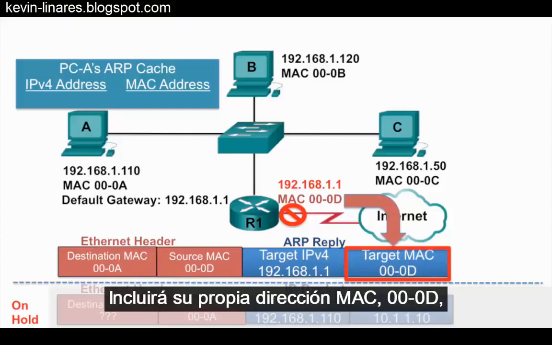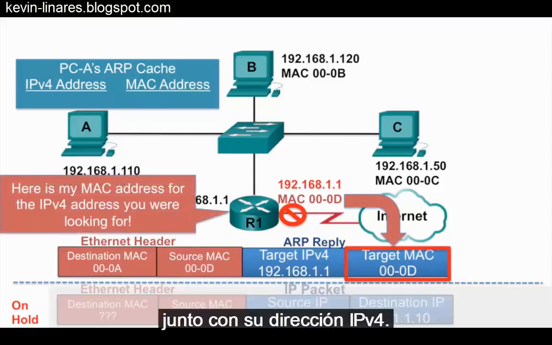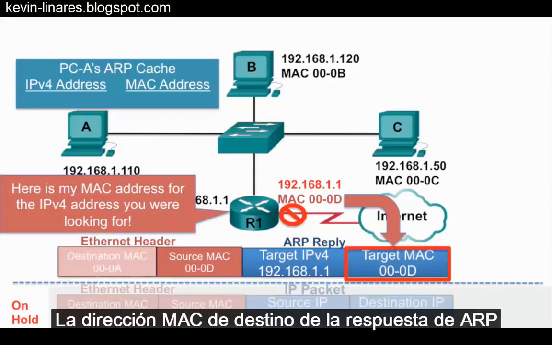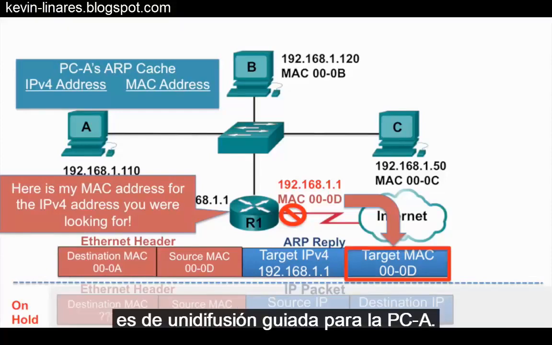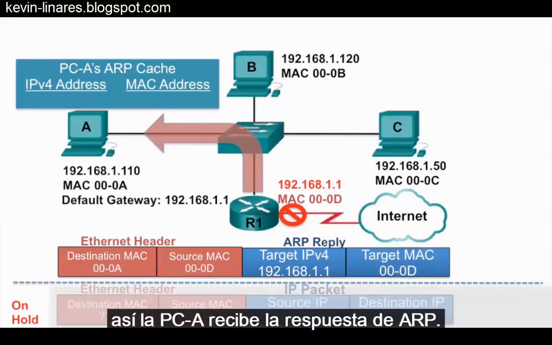It will include its own MAC address, 000D, along with its IPv4 address. The destination MAC address of the ARP reply is a unicast directed for PCA. So it is a destination MAC address of 000A, so PCA receives the ARP reply.